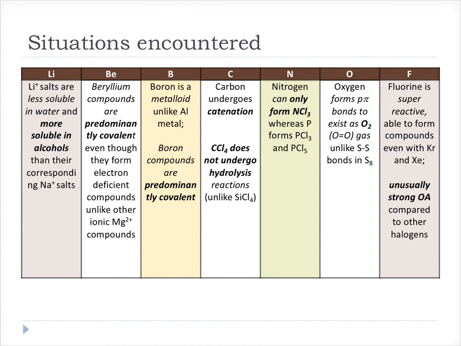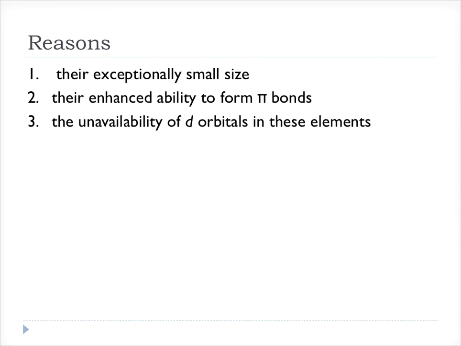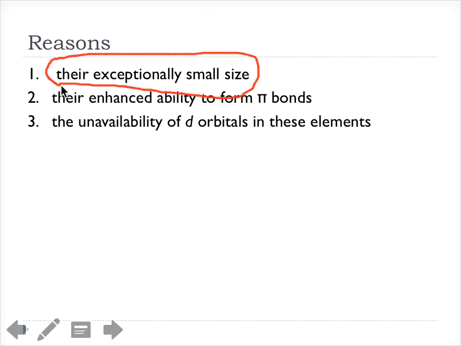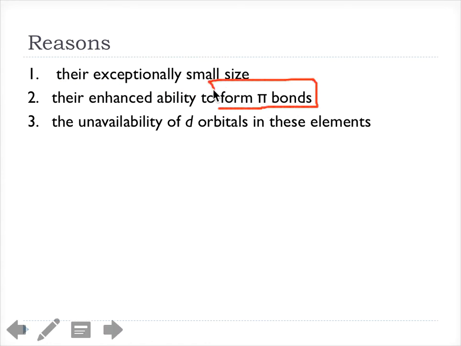Now, so why is this the case? Why are period 2 elements so special? There are actually 3 reasons that are able to explain the unique properties of period 2 elements. Firstly, period 2 elements have an exceptionally small size. Secondly, they have an enhanced ability to form pi bonds. In this case, the type of pi bonds that they are forming are generally 2p pi bonds, and we will see why this is important later on in this lesson.